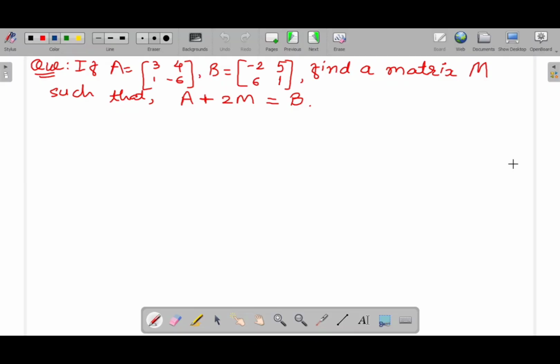So here also you can understand that the order of matrix A is 2 by 2, which can be added with 2M only if the order of matrix M is also 2 by 2. So here let me consider again that M equals A, B, C and D. As I told you, you can take any of it. Now here the equation given is A plus 2M equals B. So you can solve it.